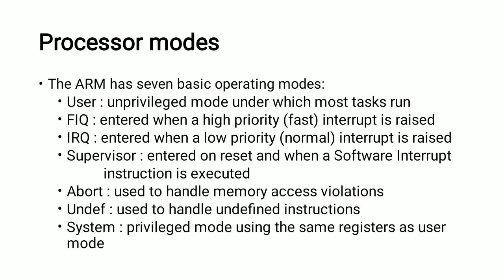FIQ mode is entered when a high priority interrupt is raised. That is, whenever the priority is 1, it activates this mode. The next mode is IRQ, which is activated when a low priority interrupt is raised. Then supervisor, which is entered on reset and when a software interrupt is executed.